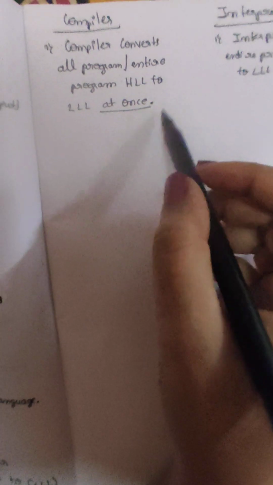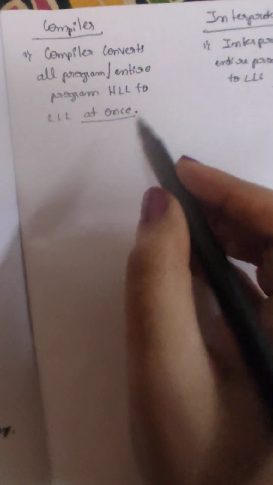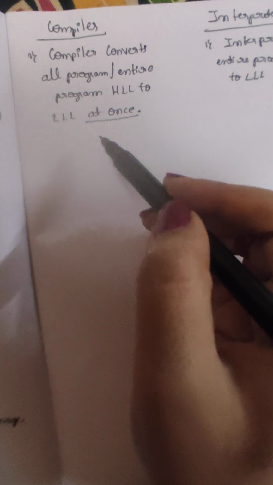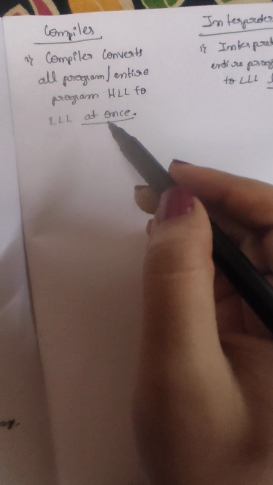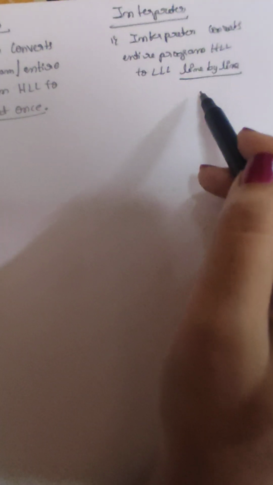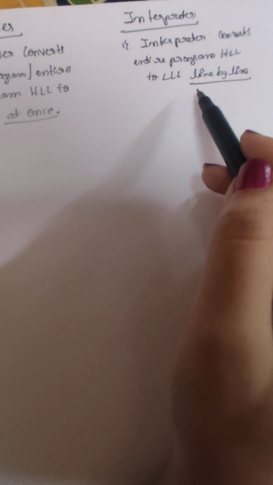Here what's the difference means, compiler converts entire high level program to low level program at once. If you write n number of instructions, that all instructions will get converted from high level to low level at once. But in the interpreter, if you write n number of codes, it will convert high level to low level line by line only. After converting first line only, it will go for second line. After converting second line only, it will go for third line. Like this process, interpreter will convert high level to low level.